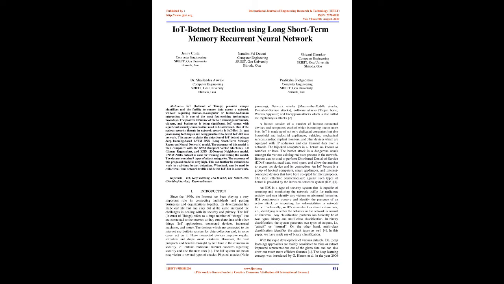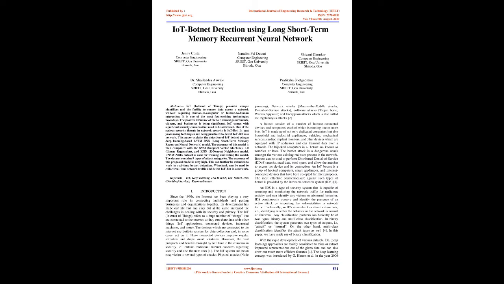The devices which are connected to the Internet use built-in sensors for data collection and, in some cases, act on it. These connected devices improve regular activities and shape smart solutions. However, the vast prospects and benefits brought by IoT lead to concerns in security. IoT inherits traditional Internet concerns regarding security and also new ones.